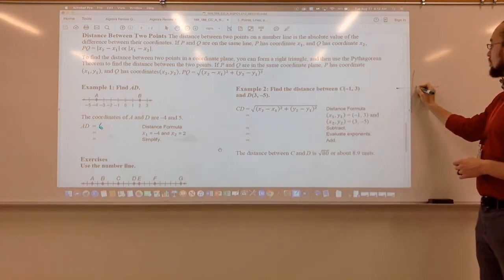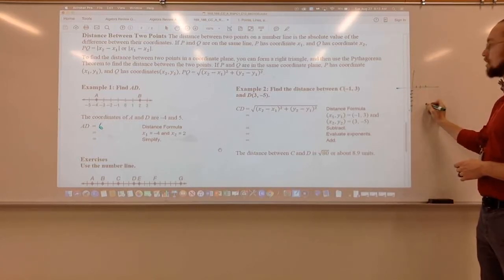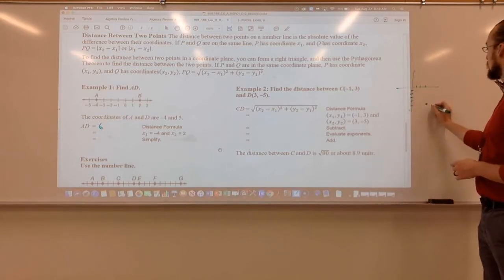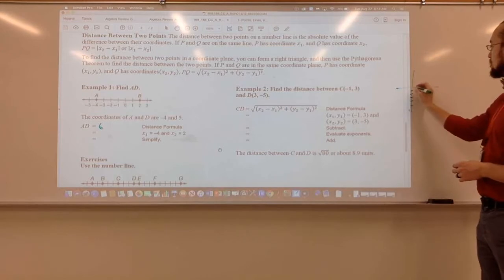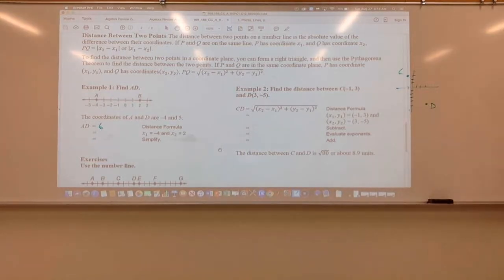The second way, in 2 dimensions, finding the distance between 2 points, and let's plot these real quick. So we're at 2, 3, 5. So 3, -5 is where we have D, and then C is at -1, 3. So in 2 dimensions, it's not quite as easy as counting. I can't just count spaces to figure out the distance between these 2 points.